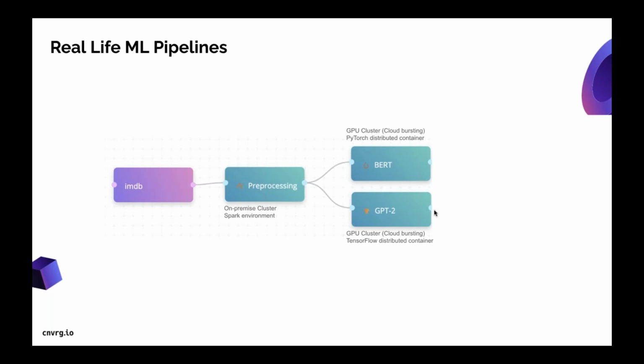And in this case, we're doing a classic machine learning pipeline where you load data, you then do pre-processing using Spark in an on-prem Hadoop cluster, and then you do model training using GPUs. So GPU on-prem that you have with cloud bursting enabled. So we also support distributed training with PyTorch and TensorFlow. So this could also be great and useful.